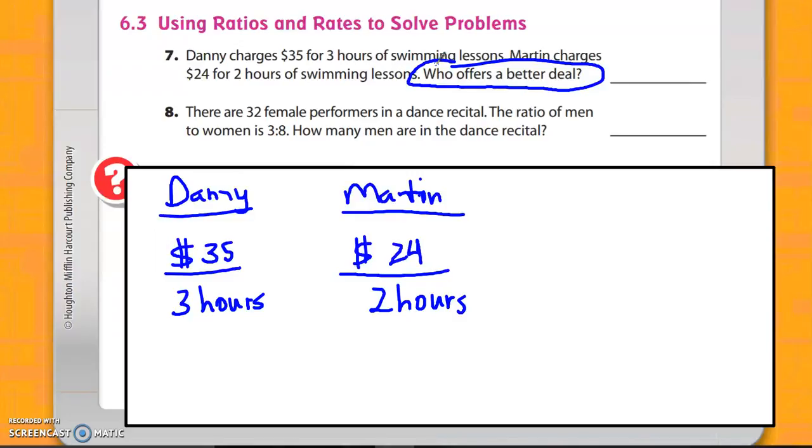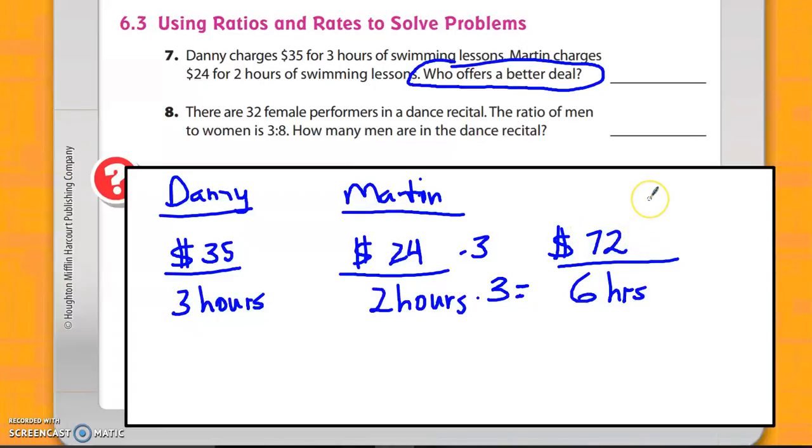One method is just to simply say, well, since the hours are not equal, why don't we make them equal? And watch how easy I can do this. If I multiply Martin's hours by 3, I would get 6 hours. But if you multiply his hours by 3, you have to multiply his wage by 3. And 24 times 3, I can look on a multiplication chart, that's $72. So Martin would charge $72 for 6 hours of lessons.